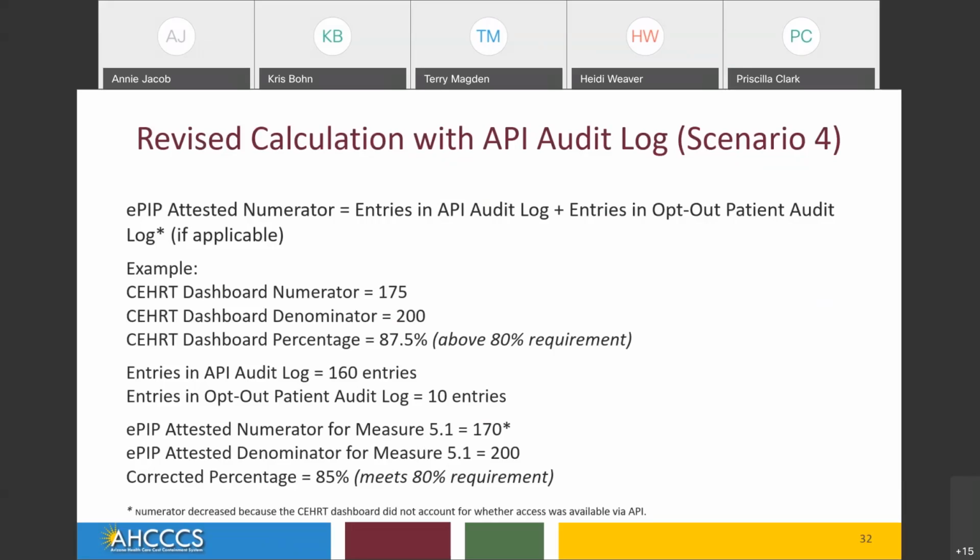So then the EP has to create an API audit log. Let's say there were 160 patients in that API audit log. There were 10 patients in the opt-out patient audit log. Combining all of those numbers, you would have the resulting number of 170. The numerator, as you can see, decreased because the Cert dashboard did not account for whether access was available via API. The denominator is 200, and the resulting percentage is 85%. The EP still meets the requirements. The EP must go through this calculation to ensure that their numerator does not decrease to a significantly lower number that causes them to fall beneath the 80% threshold.